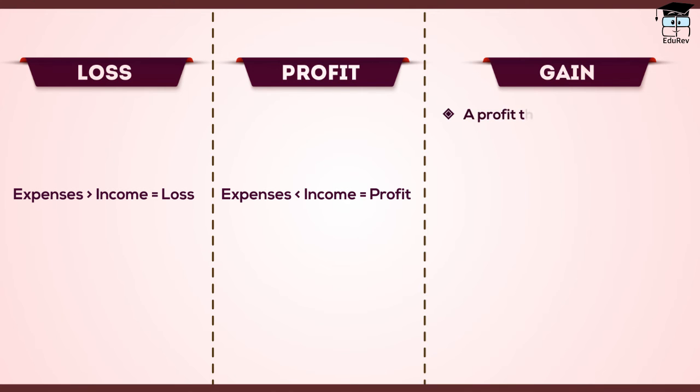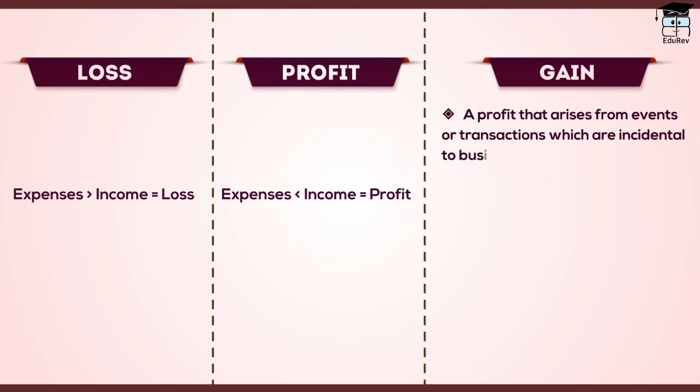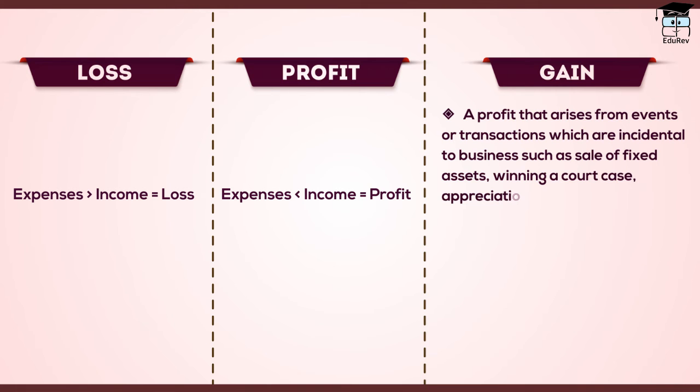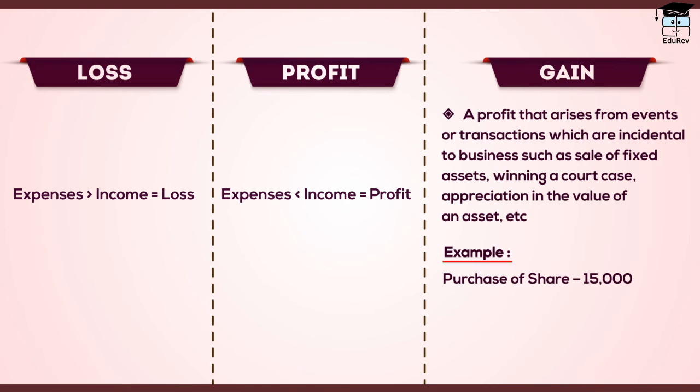A profit that arises from events or transactions which are incidental to business, such as sale of fixed assets, winning a court case, appreciation in the value of an asset, etc., are the examples of gain. Let's take an example here. Say Mr. Raj purchased the shares of XYZ Limited at a price of 15,000 and later he sold those at a price of 18,500. Then here there is a gain of 3,500.